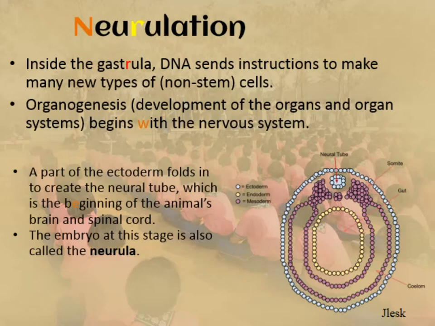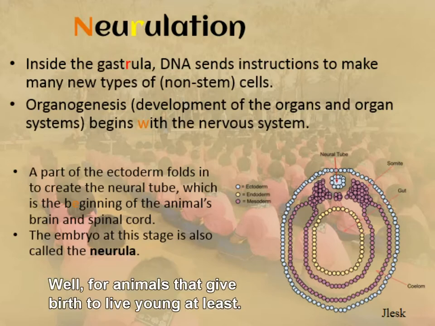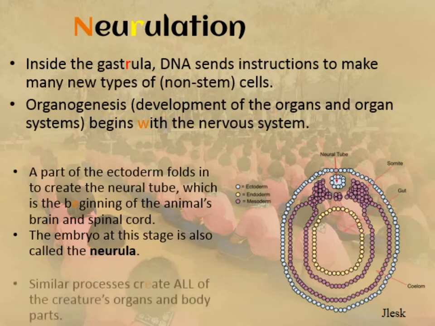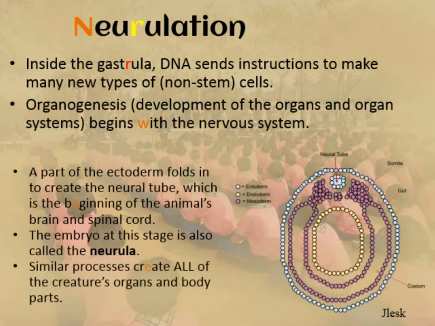So at this stage, the embryo is called a neurula. The embryo is something we can call any stage of an organism in development. But the neurula is this special stage at the beginning of the nervous system formation. So, processes similar to this will create all of the creature's organs and body parts, and they are always guided by DNA sending instructions to proteins to fold in certain ways to create certain structures.